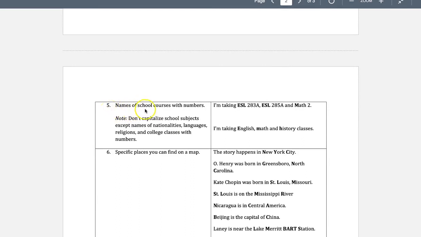Number 5, names of school courses with numbers. Don't capitalize school subjects except names of nationalities, languages, religions, and college classes with numbers. So you can see that math is a school subject, but it doesn't have a number. So it's a small m, right? If there's a number like ESL 283A, then you must capitalize. English is a language, so it must always be capitalized.